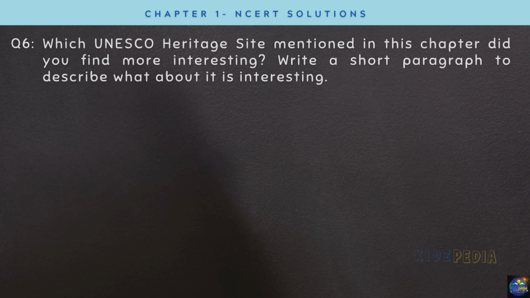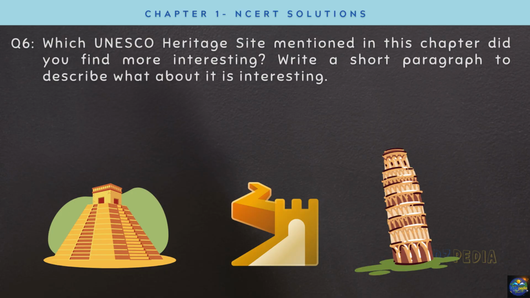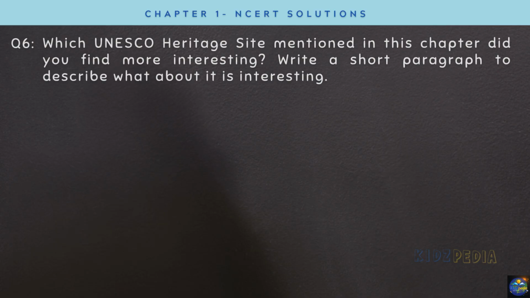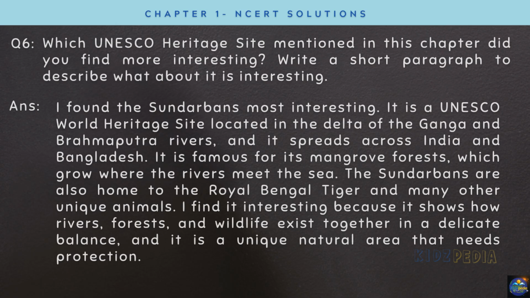Next question. Which UNESCO heritage site mentioned in this chapter did you find more interesting? Write a short paragraph to describe what about it is interesting. UNESCO heritage sites are places that are considered important for the world because of their nature, culture or history. You need to choose one UNESCO heritage site mentioned in this chapter and explain why you found it interesting in your own words. So you can write the answer like, I found the Sundarbans more interesting.